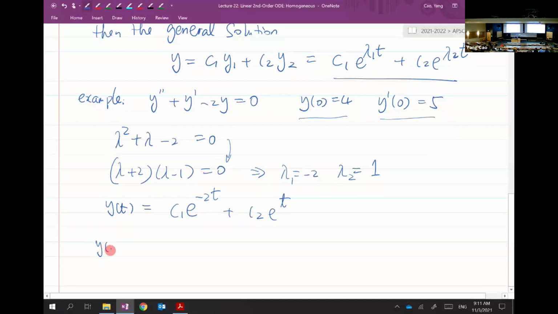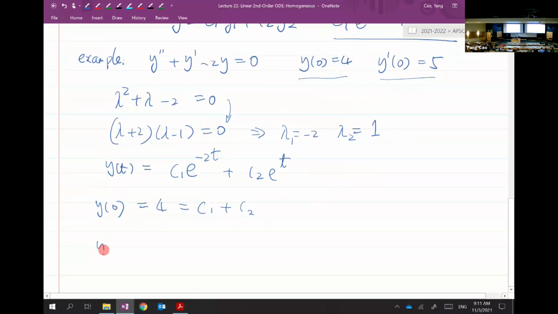So now let's find the C1, C2 values based on the initial conditions. How do I use it? We have y of 0, at t equal to 0, equal to 4. So when t equal to 0, you plug t equal to 0 here and here. E to the power 0 is 1, so it's C1 plus C2. That's y of 0. So now you have one equation: C1 plus C2 equal to 4.